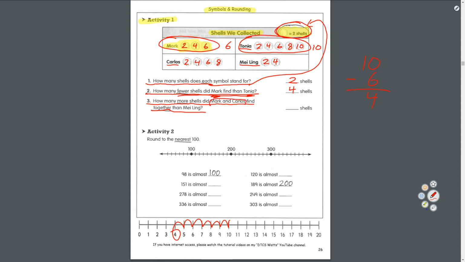Number 3, how many more shells did Mark and Carlos find together than Mei Ling? So Mark and Carlos, we got to add their numbers. Mark has 6, Carlos has 8. So 6 plus 8. 6 plus 1, 2, 3, 4, 5, 6, 7, 8. So together they found 14. And we need to subtract Mei Ling because they're comparing it. Mei Ling, she got 4, so 14 take away 4. 4 take away 4, 1, 2, 3, 4 equals 0.